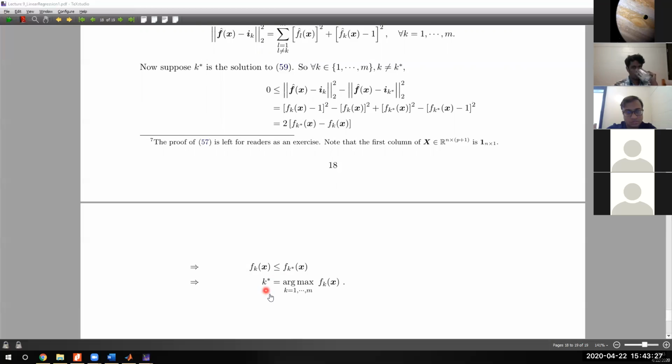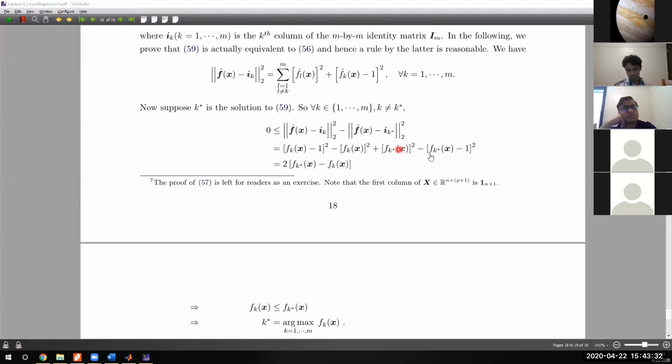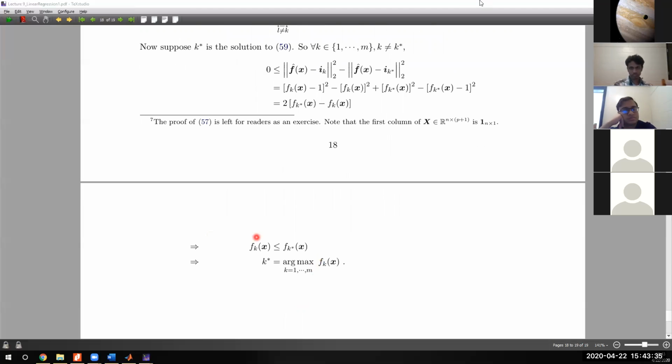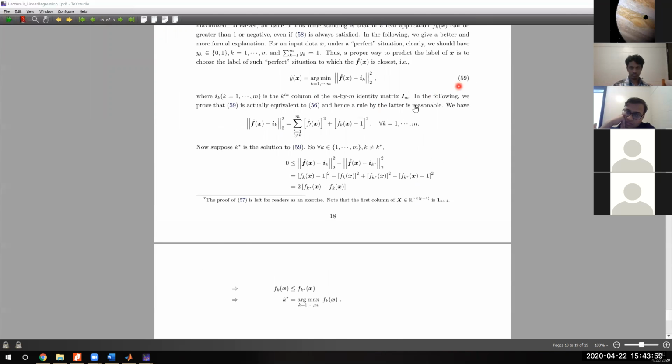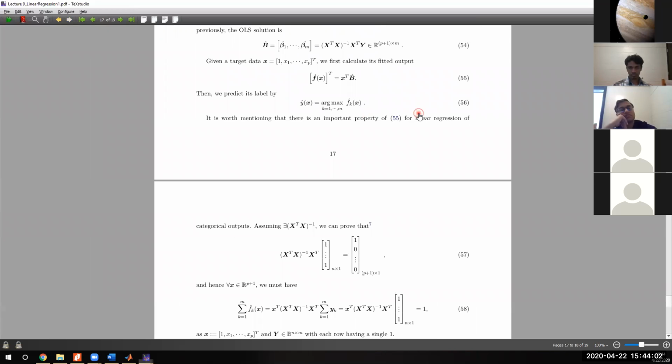In other words, the k star is the maximum of... everything here should be with the hat. I forgot the hat again. Everything here should be with the hat. In other words, the k star should be the maximum of the fk hat. Okay, so after the class, you can operate it and expand the items by yourself, and you're going to see. And in this way, we proved what? We proved that 59 is actually exactly the same as 56. And hence, this 56 is reasonable.